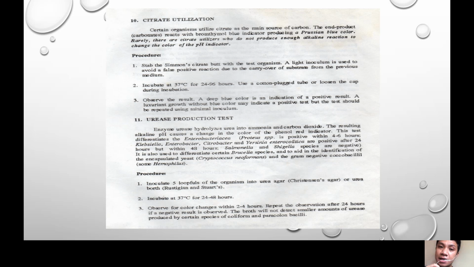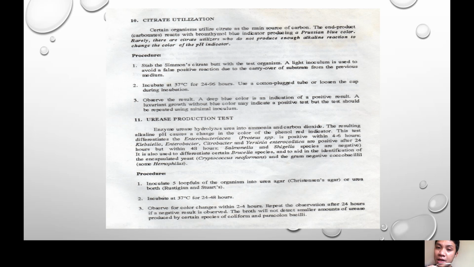Okay, then we have also here the citrate utilization. Some bacteria utilize citrate as their carbon source. Our culture media here is your Simmons citrate agar. It is incorporated with the indicator in the form of your BTB, bromothymol blue. Procedure, just need to inoculate your bacteria into your Simmons citrate agar and incubate at 37 degrees Celsius for 24 to 96 hours. Then observe for the color reaction. Positive result is blue, negative result is green.